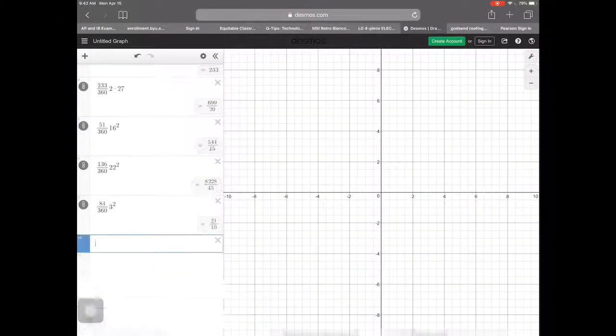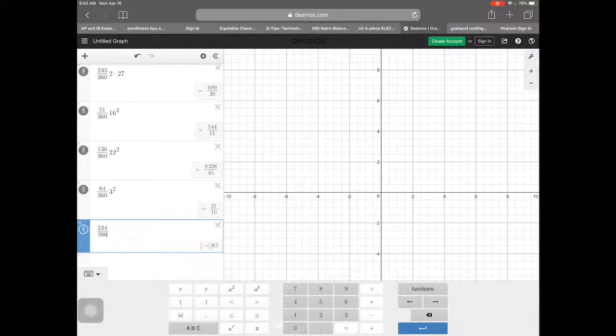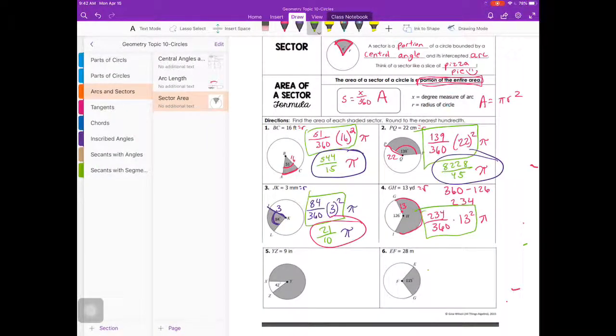234 out of 360. 234 out of 360 times 13 squared. And when we get this fraction, just wait for it, 2197 over 20. Pi is always there. And that's our final answer.